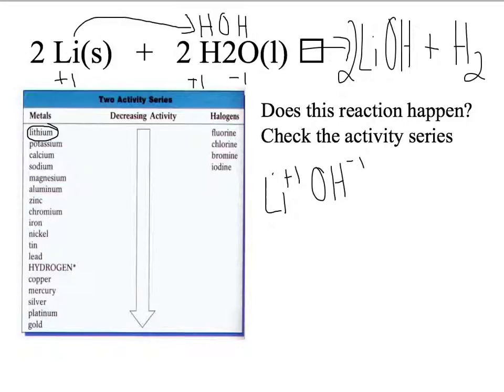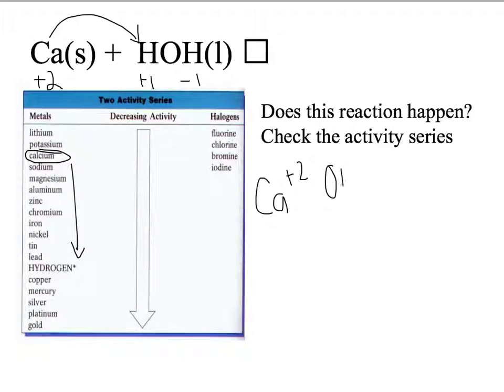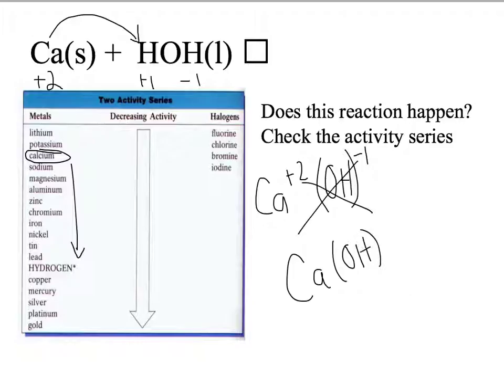Good. All right, here we go again. Calcium plus HOH. Here's calcium on the activity series, way higher than hydrogen. So calcium's going to replace hydrogen. So let's think about the charges. Calcium's +2. Hydrogen is +1, hydroxide's -1. So calcium is going to end up with hydroxide. I like to think of hydroxide in parentheses. We have a crisscross here, and this becomes Ca(OH)2.